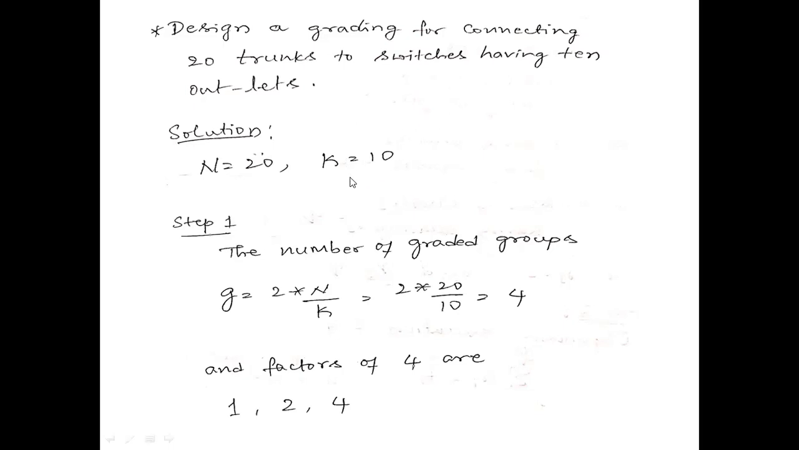From the question, k is 10 and the number of trunks is 20. The first step is to find the number of graded groups. As per the equation that we have seen, G is given by 2 times capital N over small k. In this case, capital N is 20 and small k is 10. The result will be 4.